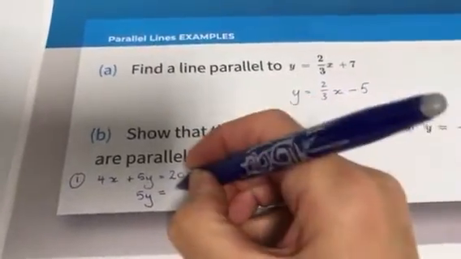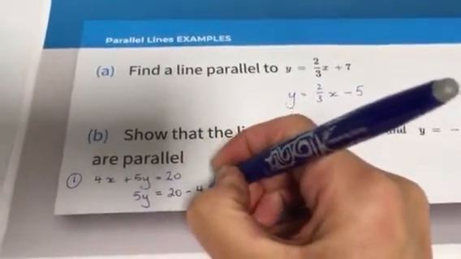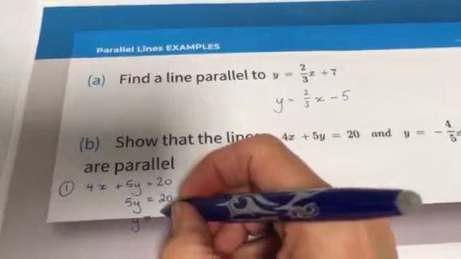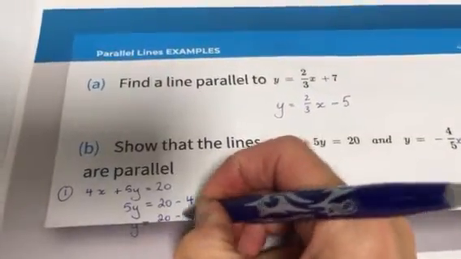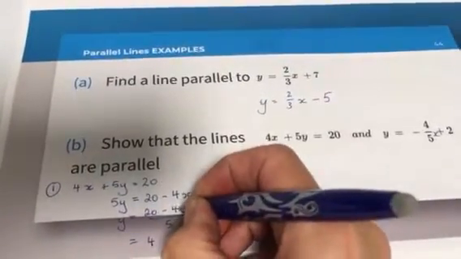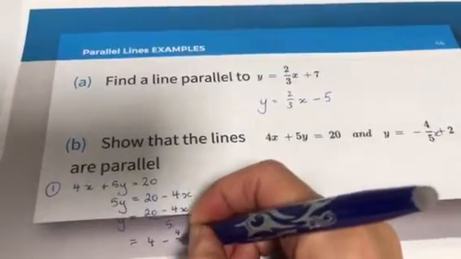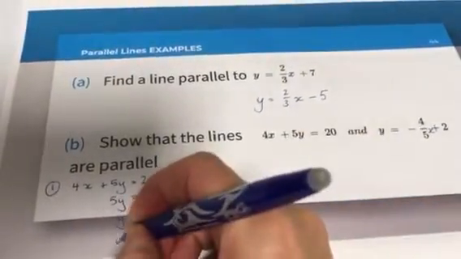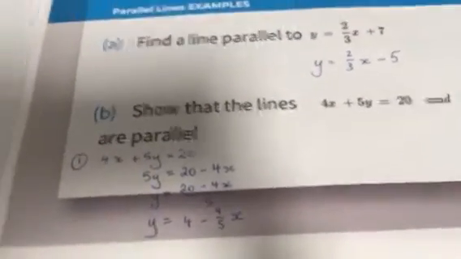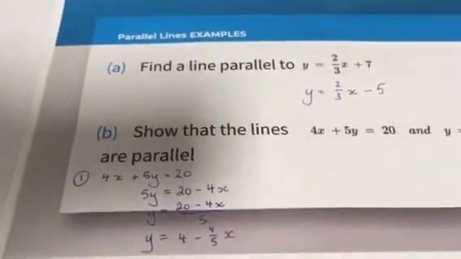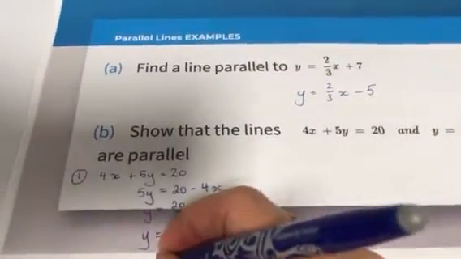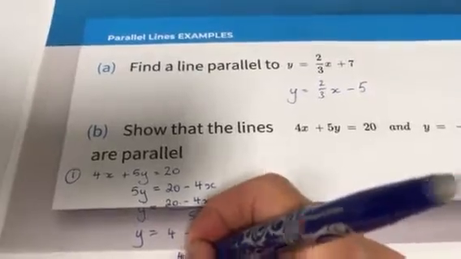Move the 4x. I'm going to subtract 4x from both sides. Now I want to get y on its own, so I'm going to divide both sides by 5. So 20, take 4x, divided by 5. 20 divided by 5 is 4. Negative 4 divided by 5 is best written just as a fraction. So y is equal to 4, take 4/5 x. Now, this is equation 1. So the gradient in equation 1 is my gradient here, equal to negative 4/5.